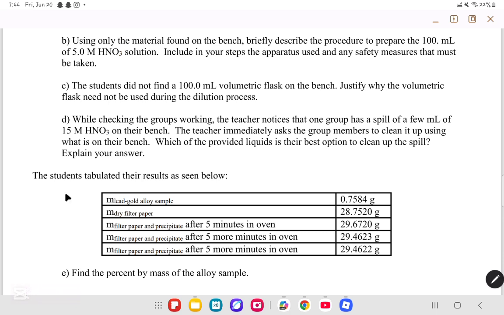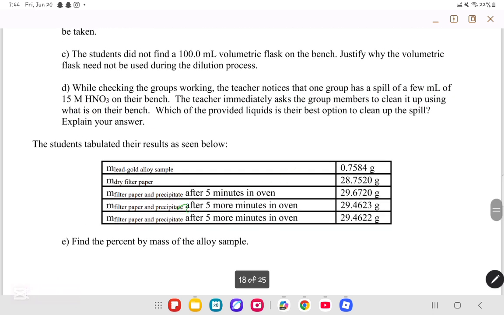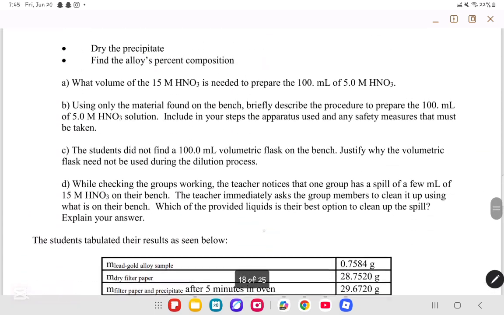Now we'll move on to part D. What does it say in part D? While checking the groups working, the teacher notices that one group has a spill of a few milliliters of 15 molar HNO3 on their bench. The teacher immediately asks the group to clean it up using what is on their bench. Which of the provided liquids is the best option? And explain your answer. You have to go up and see which liquid will be the best to use, okay?